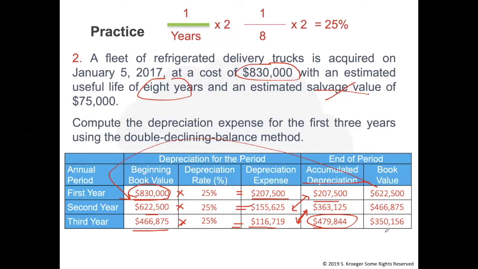I would like you to know that at the end, on the 8th year, when you do the 25%, you're not going to automatically end up with the book value of the $75,000 salvage value. In the final year, you would calculate your depreciation expense by subtracting the salvage value from the book value. You're basically going to force it in the final year so that my ending book value would be the $75,000. You would basically force the depreciation expense to be whatever it needs to be so that you get $75,000 here in the 8th year.